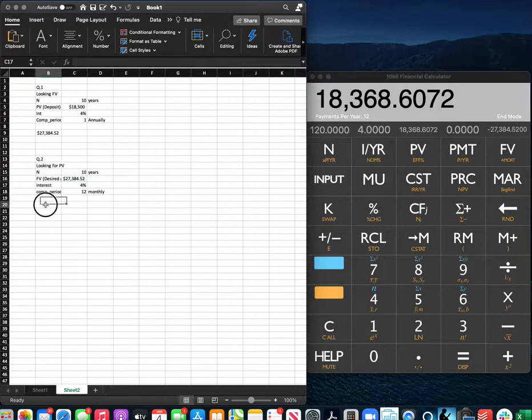So our answer is 18,368.61 because we're going to round up. Okay, and that's how you find present value using your calculator.